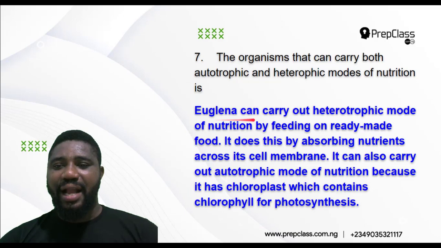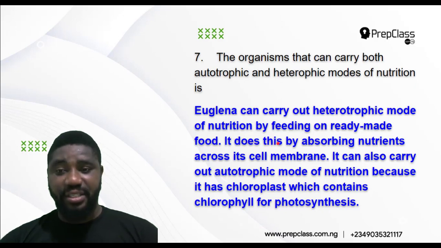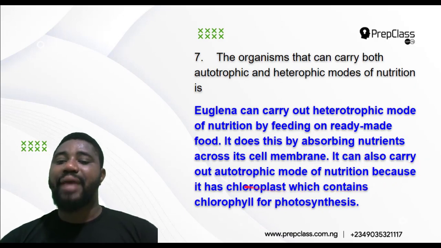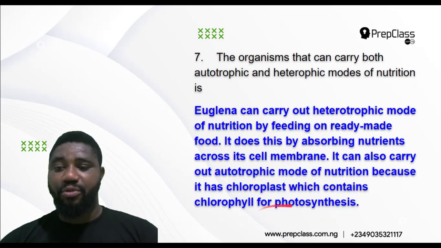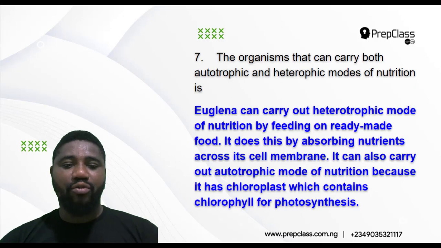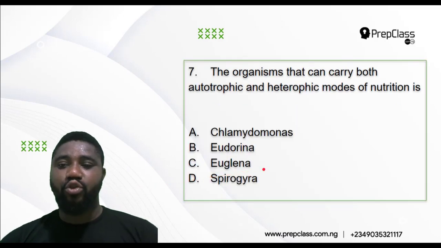Now, I said that Euglena can carry out heterotrophic mode of nutrition by feeding on ready-made food. It does this by absorbing nutrients across its cell membrane. It also carries out autotrophic mode of nutrition because it has chloroplasts, which contain chlorophyll for photosynthesis. So out of all of them, the one that can carry out both autotrophic and heterotrophic modes of nutrition, that's the one that can behave like a plant and like an animal, is Euglena.